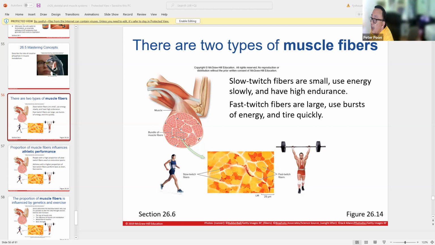Fast twitch fibers are larger. They're almost twice as big. They use bursts of energy. They don't actually use oxygen very much. They contract harder and faster, so they're stronger, but they tire more quickly. So if you're a long distance runner, you're going to want more slow twitch fibers. If you're a power lifter or you play NFL, you're going to want fast twitch fibers.